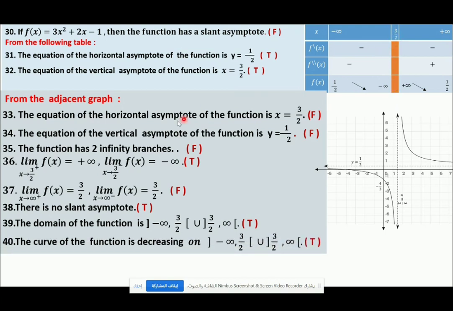40, which is the last question. The curve of the function is decreasing on the interval from negative infinity to 3 over 2 open, union from 3 over 2 open to plus infinity. Because we are taking the whole domain, it is true. Looking at the curve, you can see that from left to right, it is decreasing. So it is true.